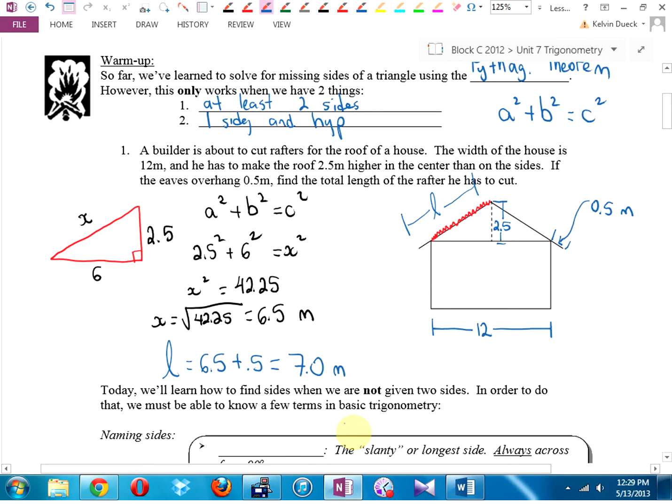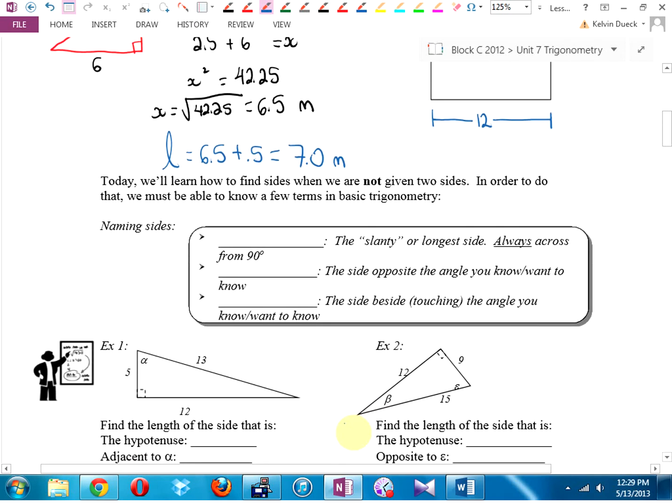What we're going to ask now is what if they don't give me two sides? Or one side and one hypotenuse. What if they only give me one side and an angle? We're going to get to that part on Friday. But for now, we need to be able to name sides. Every triangle has three sides. That's fairly obvious. Every right-angled triangle, every triangle that has a right angle, has three special sides. The first one is the hypotenuse. What would be a good letter to use as an abbreviation for the hypotenuse? H. We're going to do that for the rest of the unit.